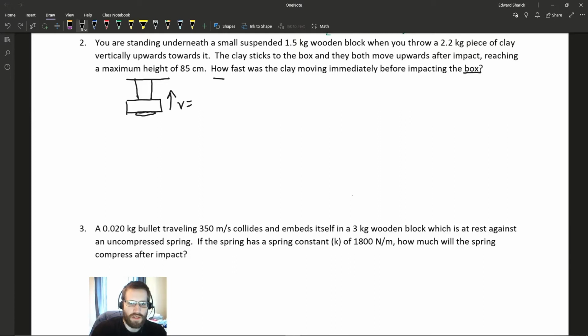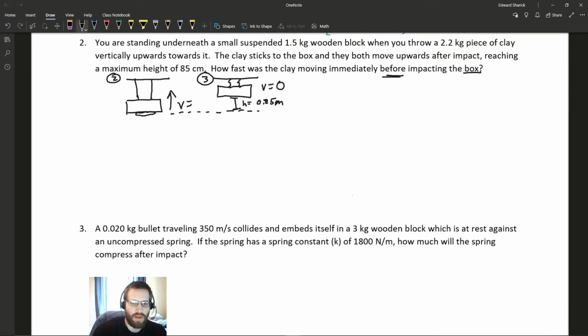What we know about this is that after the collision, this thing heads upward until it hits rest. And the height that it reached, if I look at this here as the height, is 0.85 meters, or 85 centimeters. So the goal here is I want to figure out how fast the clay was moving before impacting the box. So I actually have to go one step further back, because here it's already impacted the box. So just like we had before, this I'm going to call stage 2.